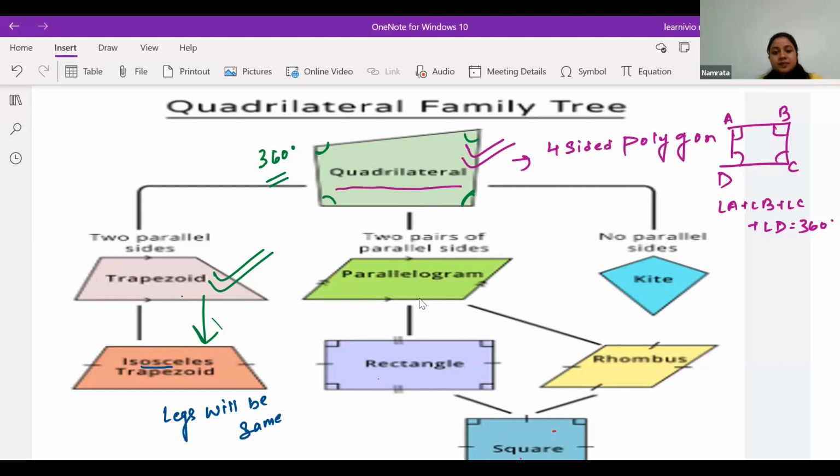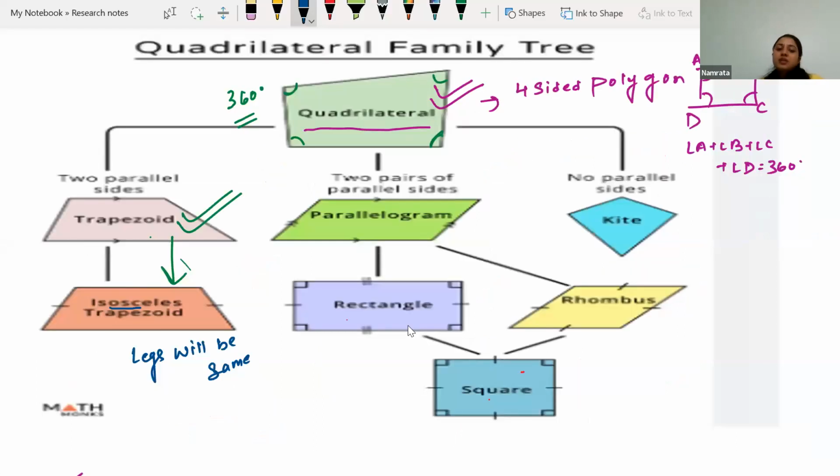Okay. Now, if it is asking about a rectangle, the options can be like this: a rectangle is a trapezium, a rectangle is a parallelogram, a rectangle is a kite. This way options can be there, is it a trapezium, is it a parallelogram, is it a kite. Then you will be saying it's a parallelogram. But a rectangle is a parallelogram and also a quadrilateral.